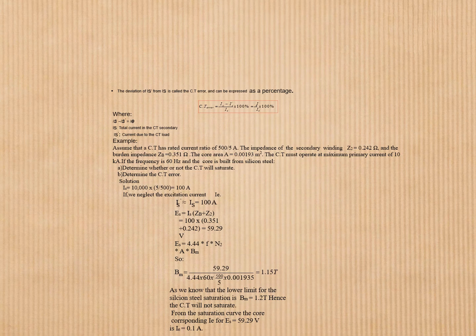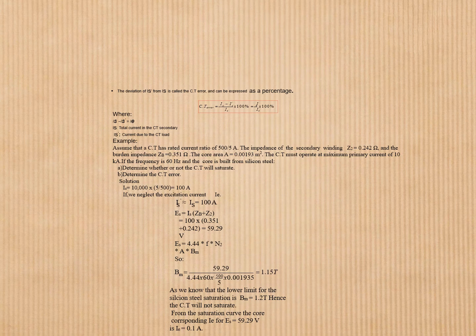The deviation of I's from Is is called the CT error and can be expressed as percentage CT error equals (Is minus I's) by Is into 100% equals Ie by Is into 100%, where Is minus I's equals Ie. Is means total current in the CT secondary, I's is the current due to the CT load.